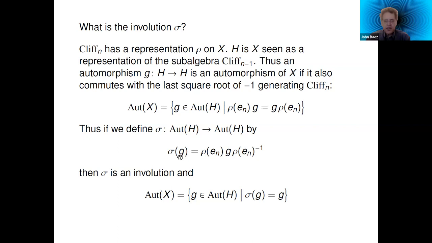Any automorphism of the representation of our little group, our littler Clifford algebra, we can just conjugate it with the action of the last square root of minus one. And we get a new automorphism of our representation of the smaller Clifford algebra. Because the guys in our smaller Clifford algebra anti-commute with the last square root of minus one, but when we do this kind of thing, we're sticking in the last square root of minus one twice, once with its inverse. And so anything in our smaller Clifford algebra, if it commuted with g, it will commute with this whole big fat thing here. It's like picking up two minus signs and you get back where you started from.